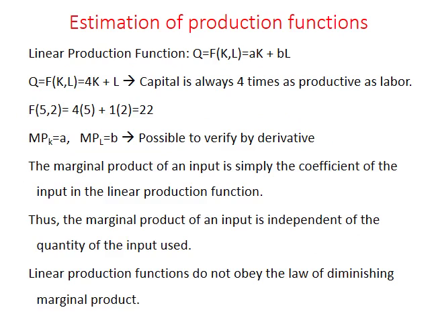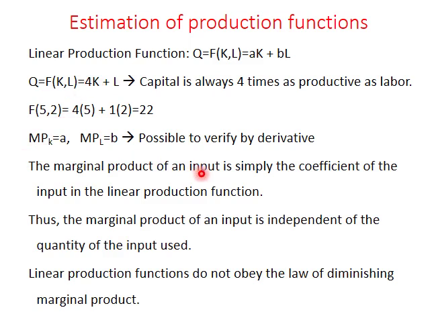Estimation of production function. A linear production function can be expressed as Q equals a function of K and L if we assume that there are two resources, that is capital and labor, and these are constants. For example, Q can be expressed as 4K plus L. Capital is always 4 times as productive as labor. This equation indicates that capital is always 4 times as productive as labor, because here capital is 4 times.